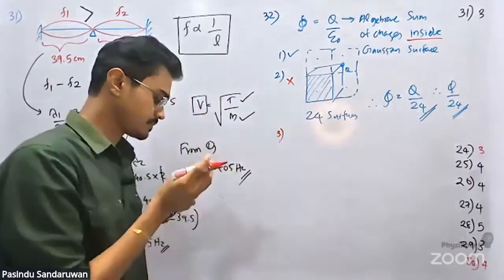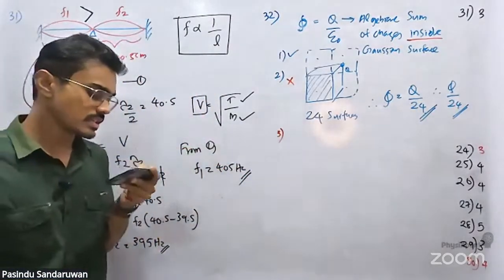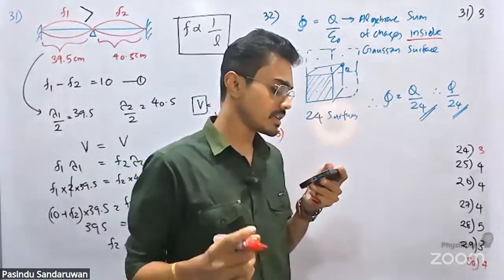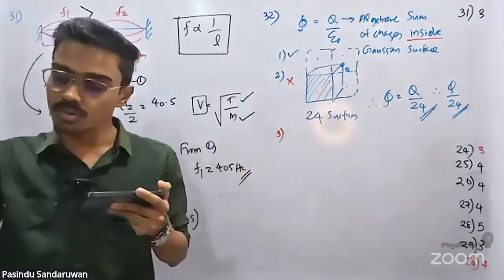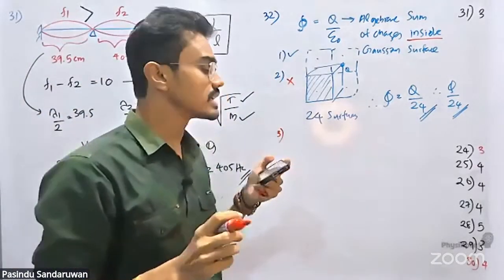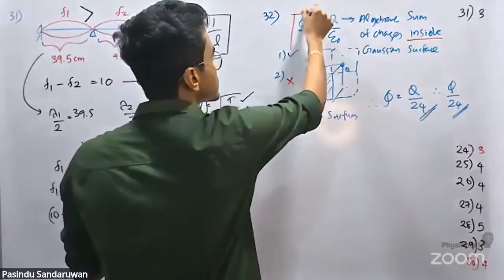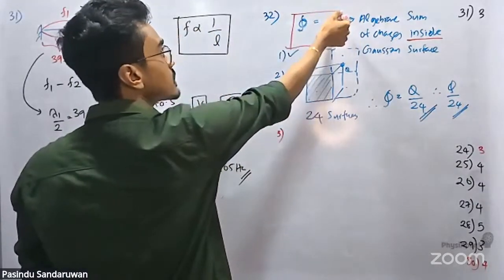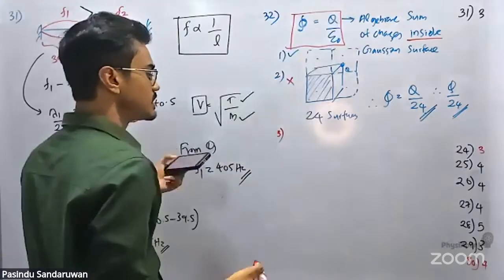Three. The net flux through the surface is twice when the magnitude of the charge is doubled. Because flux is q over epsilon naught, if this is 2q, this will be doubled. Three is correct.